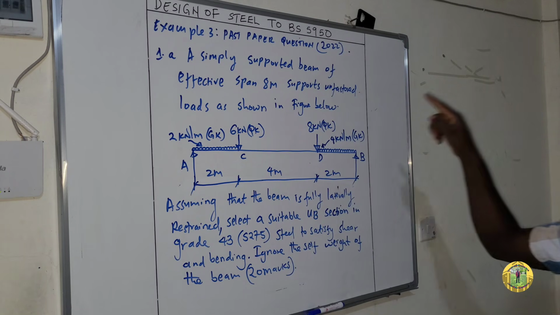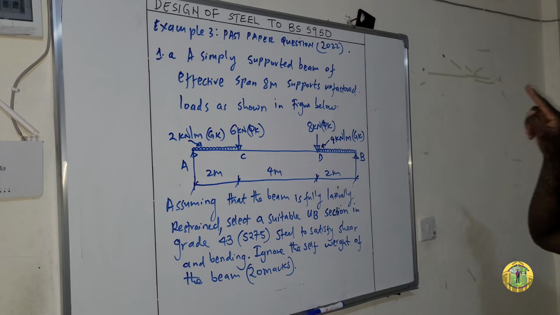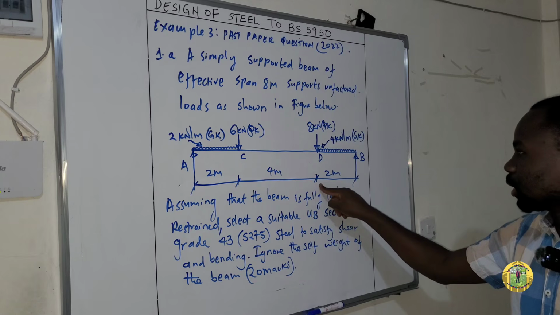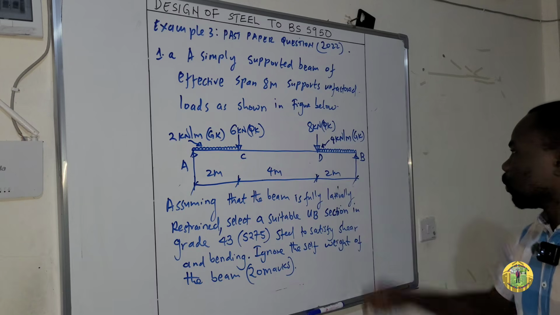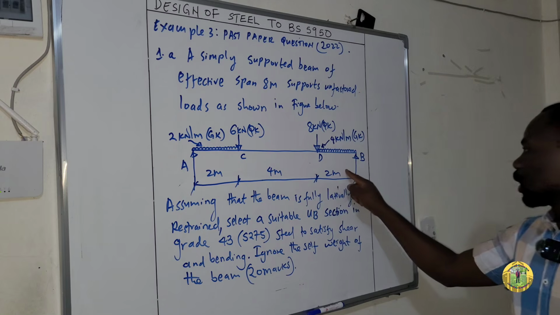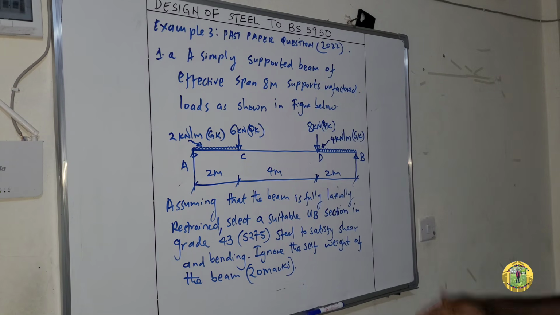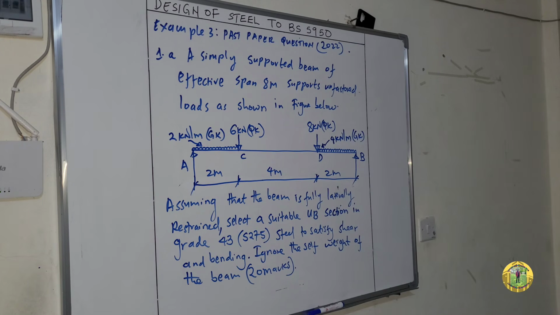We have again a load of 8 kilonewton, and this is QK. QK means imposed load, placed at 6 meters from support A. And we also have a UDL of 4 kilonewton per meter, and this is the GK, spanning 2 meters. And of course, we have support B. So it is a simply supported beam, a beam with only 2 supports. And such a beam you can analyze using the 3 equations of equilibrium.